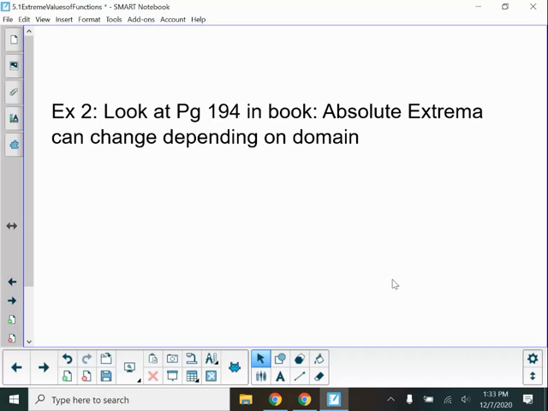In your book on page 194, there is an example I want you to go through and look at. This goes through how you can change the domain to change the answer of what your mins and maxes are. This would be whether endpoints are included or not included, or whether you're including the entire domain of the function or you're restricting the domain between certain x values. So you can change what you're going to have for your maxes and mins depending on what your domain values actually are.